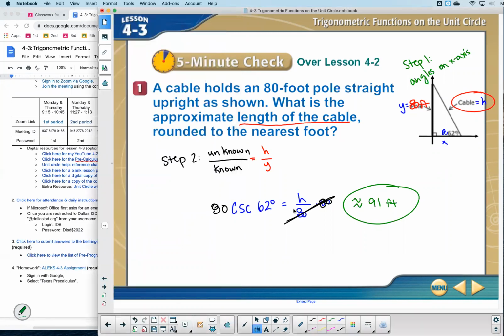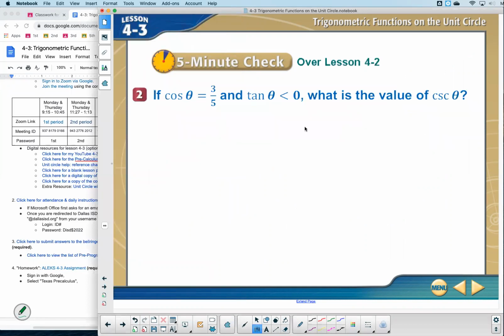Okay, so there's number 1. Let's now check out number 2. Number 2 says, if cosine is 3/5 and tangent is less than 0, what is the value of CSC?